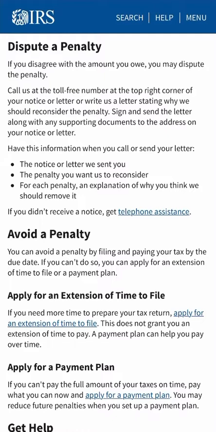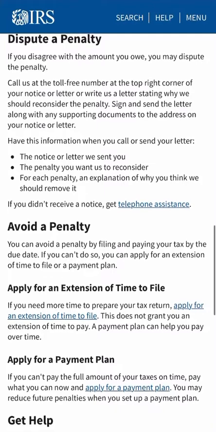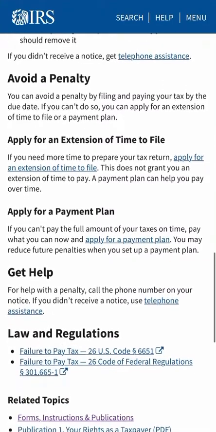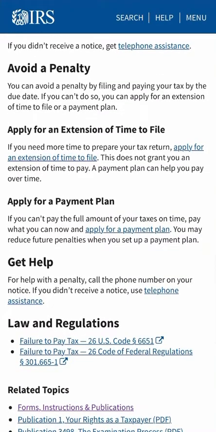If you want to avoid a penalty, the best way to avoid a penalty is by filing and paying your taxes by the due date. That's the only way that you can ensure that you will not get penalized. You file on time and you pay on time. If you can't do so, you can apply for an extension of time to file or put yourself on a payment plan, which we've talked about. You can apply for an extension to file if you need more time to file.